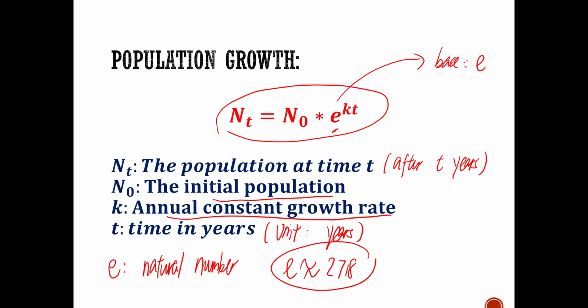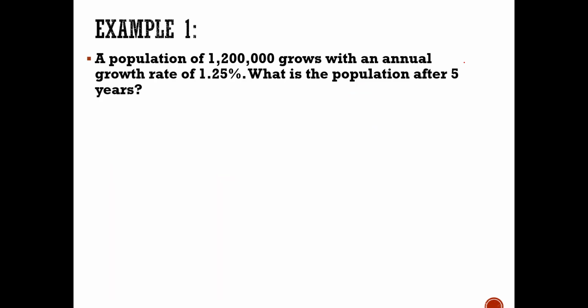Right? Now let's look into some examples and then try to utilize the formula to analyze this theory. First of all, the population of 1,200,000 grows with the annual growth rate of 1.25%. What is population after 5 years? So once you have the real-world problems like this, analyze the information given and then figure out which variable fits each number. In this case, we are looking for the population after 5 years. So we are looking for N(t). N(t) is unknown, right? So we're looking for that.